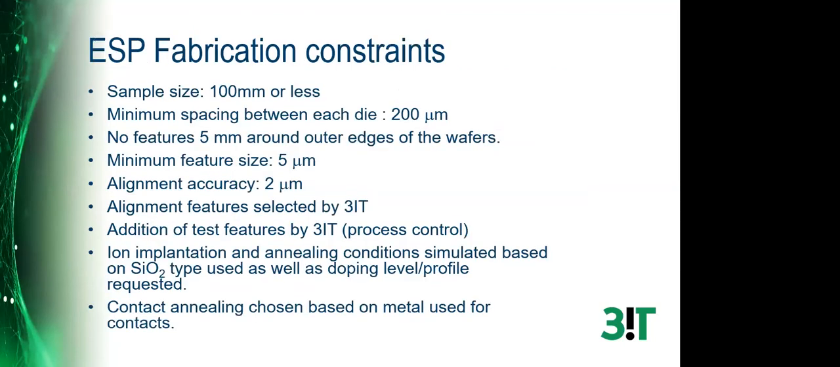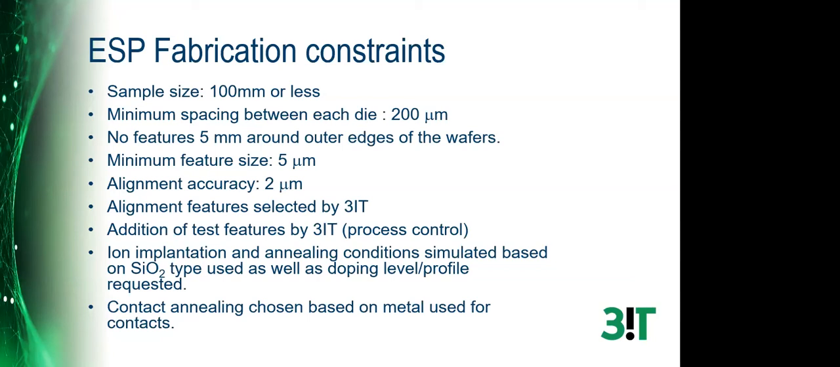Now, what we can or cannot do with respect to the electronic sensor platform: well, we are limited to 100 millimeter wafers or smaller, and that's limited by our ion implanter. We have a minimum spacing between each die of 200 microns. That is pretty much guided by the saw that we use to individualize these dies and some features that we add onto the die to prevent fractures from propagating on dies. We require also a 5 millimeter exclusion zone all around the edge of the wafer, and that is for our machines as well.